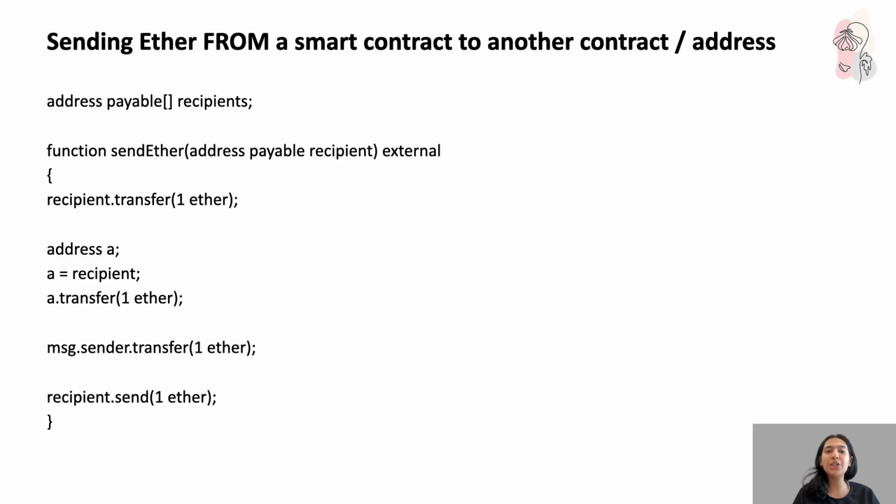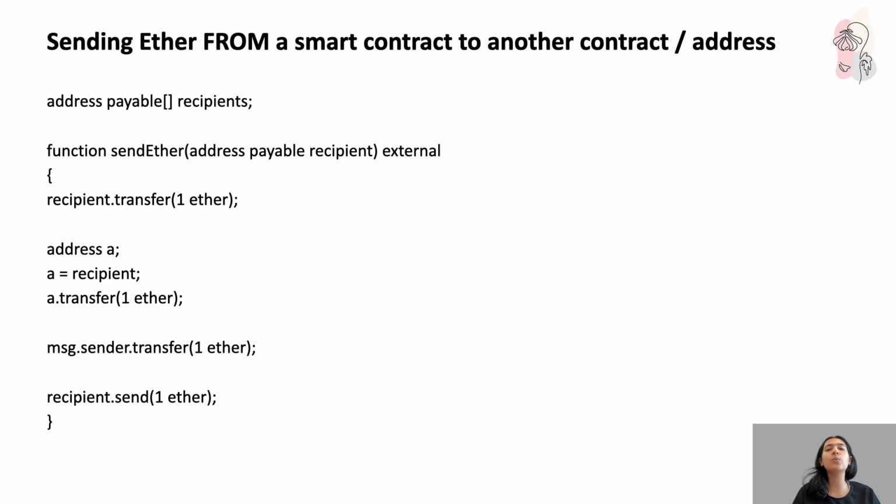Without the payable keyword, you can't send Ether to any address in the smart contract, right? So all these recipients are valid addresses that can receive money. Make sense? Okay, so function sendEther, address payable recipient, external.